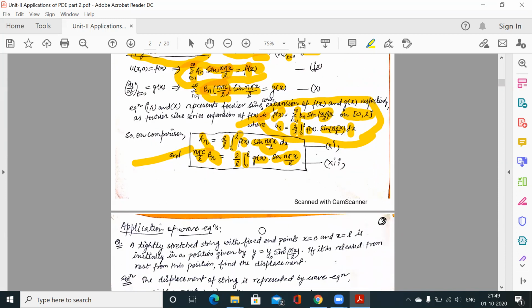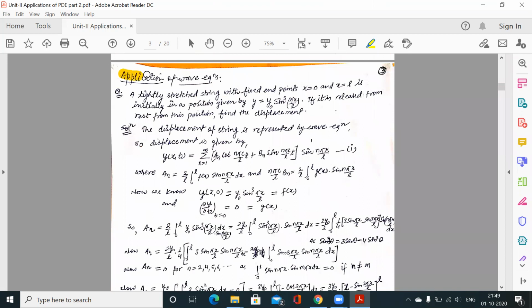Clear? Now see the questions, the application of wave equations. So we will have questions based on the wave equation. So what is the question? A tightly stretched string with fixed end points x is equal to 0, x is equal to l. So the string length is l because both its ends are at x is equal to 0 and x is equal to l. So total length is l, and it is a tightly stretched string which is initially in a position given by this. So initial position means fx and initial velocity is gx.